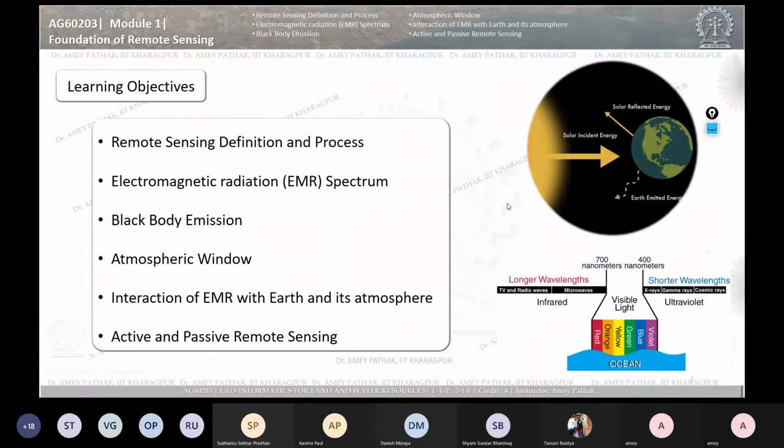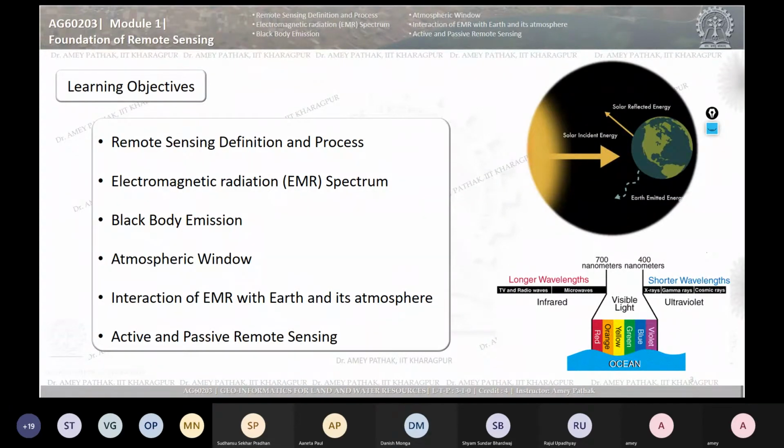So what are the learning objectives here? The learning objectives for today's class or this module are remote sensing, its definition and the process. What is a remote sensing process, and what is the standard definition of remote sensing? Then some basic concepts related with the electromagnetic radiation spectrum. We'll see what is meant by spectrum, what is EMR.